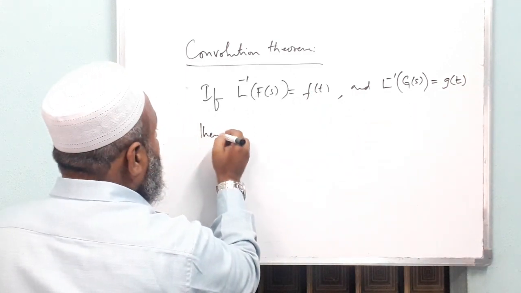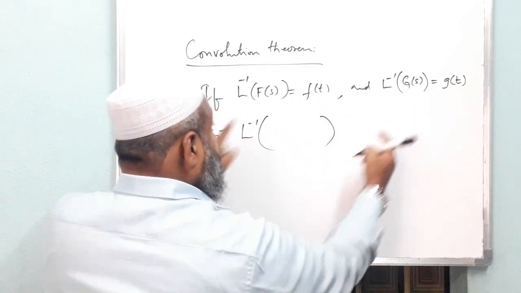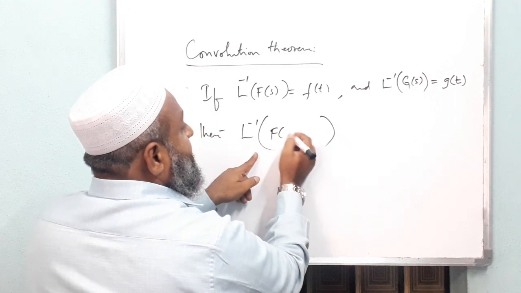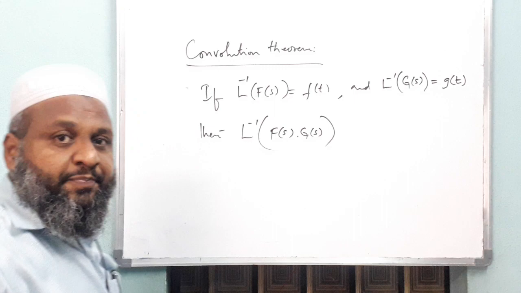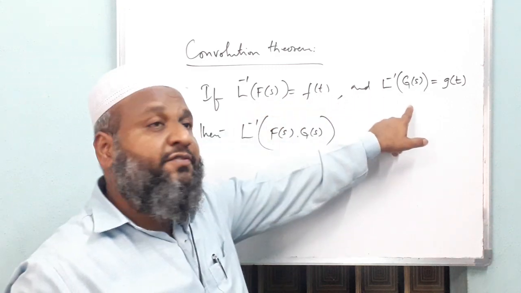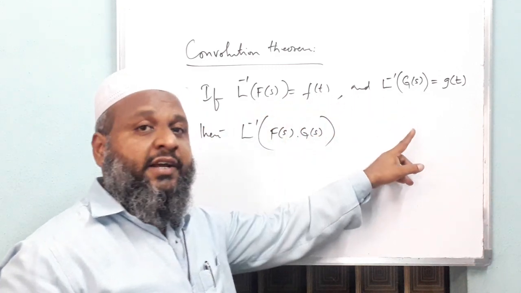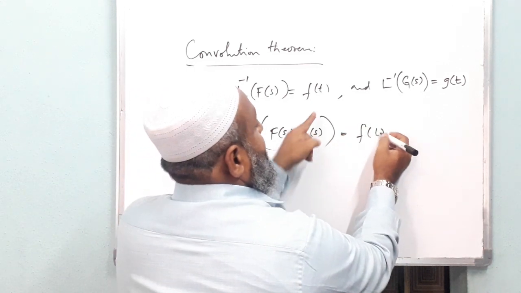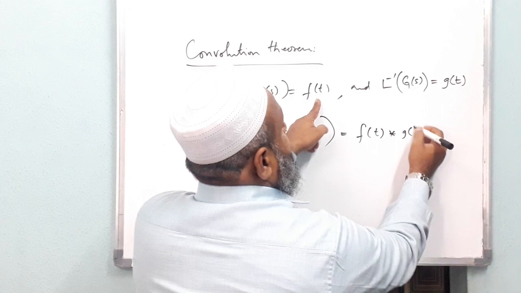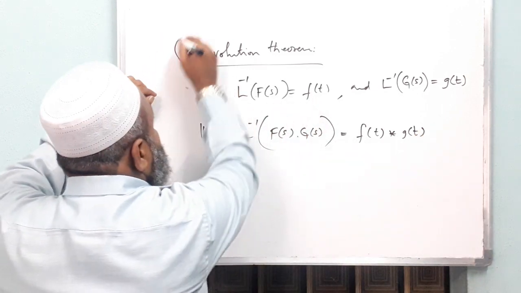Then L inverse of this product, F of s into G of s, here it is just an ordinary product. If we know the inverses of two functions individually, then the inverse of this product is nothing but the convolution of these two functions. So this is the convolution theorem.